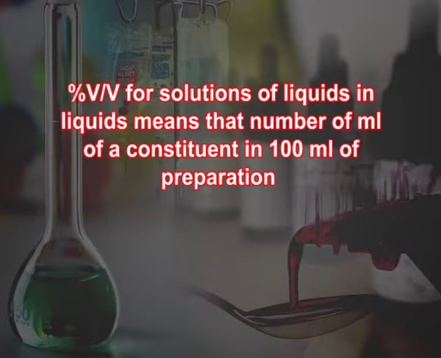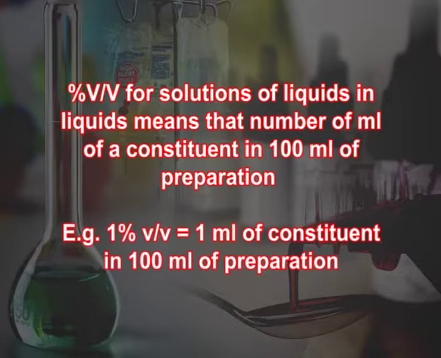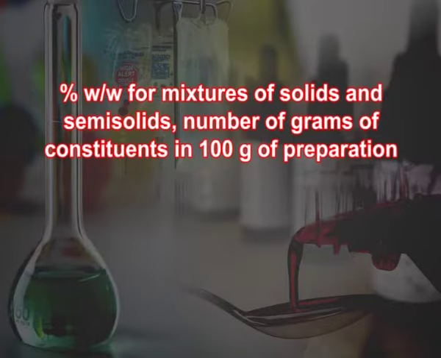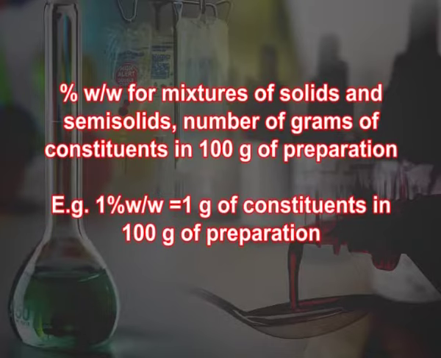Percentage volume by volume, for solutions of liquids in liquids, means the number of ml of a constituent in 100 ml of preparation. For example, 1% volume by volume is equal to 1 ml of constituent in 100 ml of preparation. Percentage weight by weight, for mixtures of solids and semi-solids, means the number of grams of constituent in 100 gram of preparation. Example, 1% weight by weight is equal to 1 gram of constituent in 100 gram of preparation.